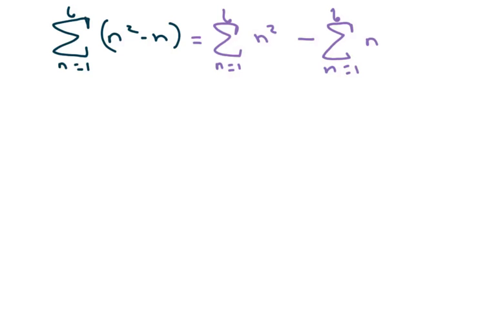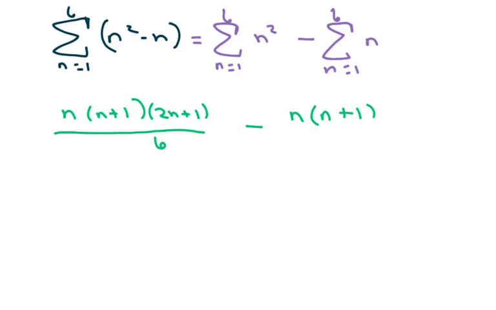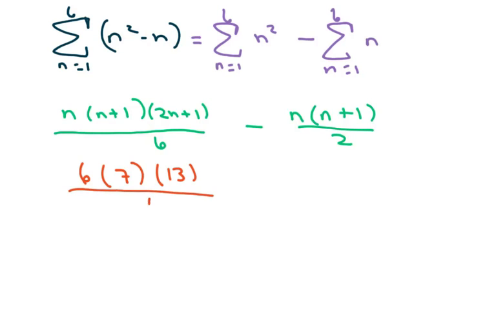Okay, so the formula for the sum of n squared is n times n plus 1 times 2n plus 1, all over 6. And the formula for the sum of n is just n times n plus 1 over 2. Okay, I have a total of 6 terms, so I just plug in 6 everywhere. And I'm going to get 6 times 7. And 2 times 6 is 12, plus 1 is 13. All over 6 minus 6 times 7 over 2.